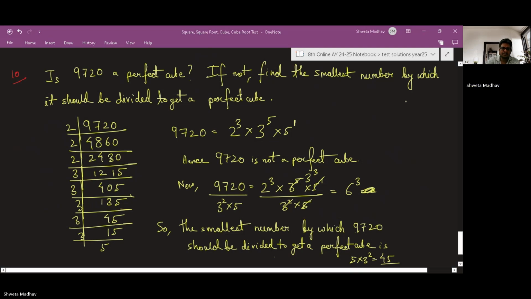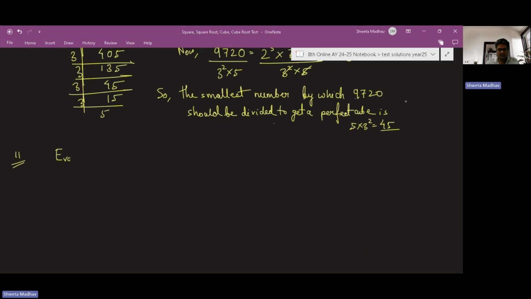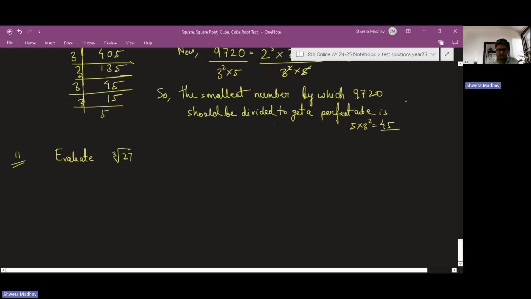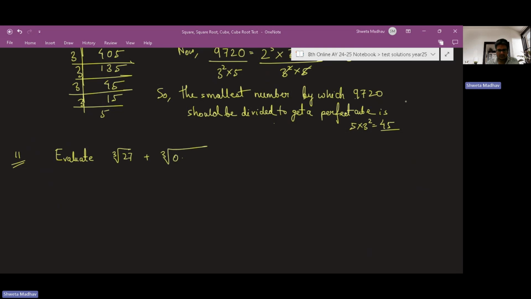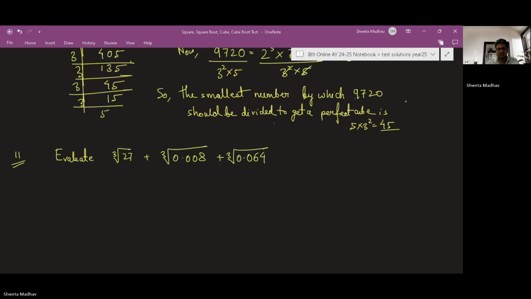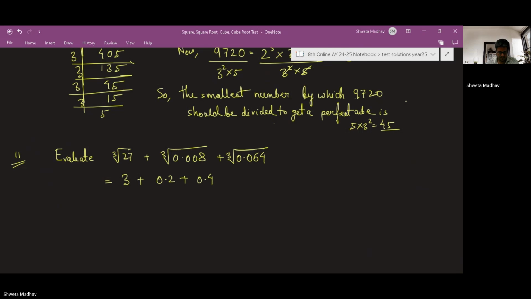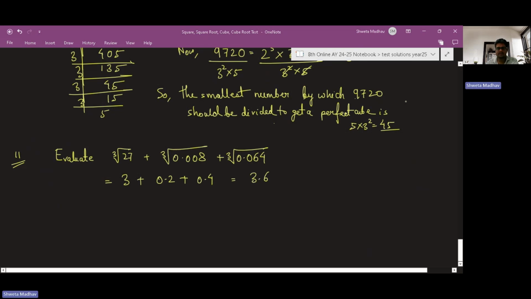Then in question number 11, it is told to evaluate cube root of 27 plus cube root of 0.008 plus cube root of 0.064. So cube root of 27 will be 3, plus cube root of 0.008 is 0.2, plus cube root of 0.064 is 0.4. So that is equal to 3.6. So 3.6 is the answer.